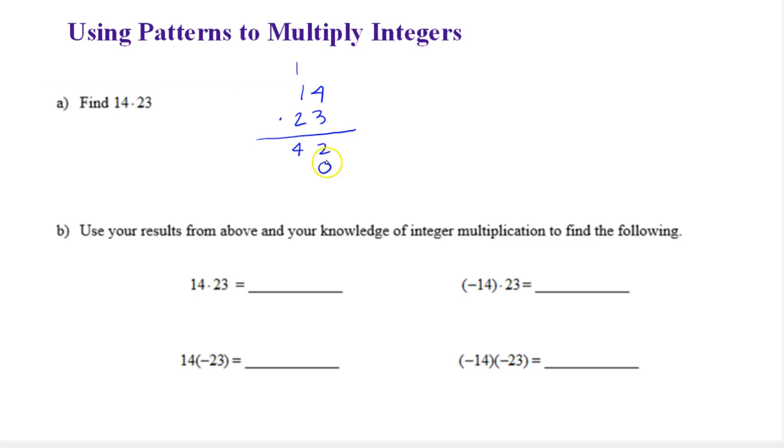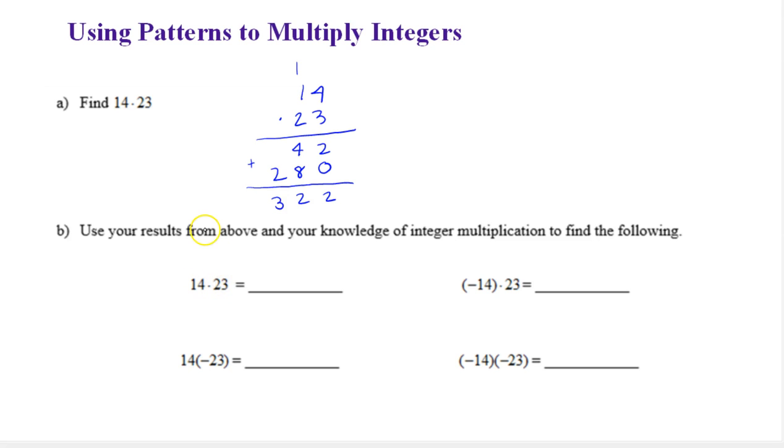Now we put in the placeholder 0 because now we're multiplying by 20, but we're just going to think of it as a 2. So 2 times 4 is 8. 2 times 1 is 2. So 20 times 14 is 280. And if we combine those results, we get 322. Okay. So all of these answers are going to be positive or negative 322.